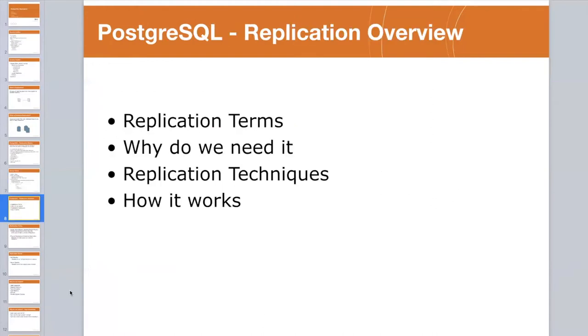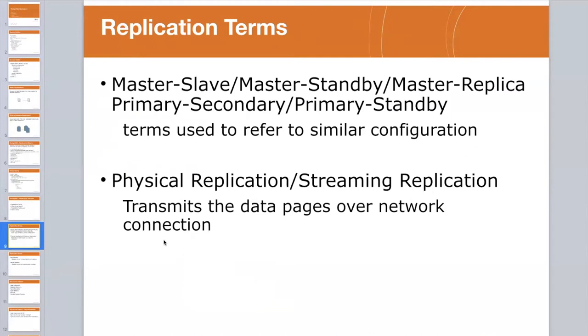All right, so in the next couple of slides, we will cover a few things like the terminology used in replication, why we need replication, what techniques are available to us, and how these techniques work. So, replication terminology. There are some terms that have the same meaning and are used interchangeably: master-slave, master-standby, master-replica, primary-secondary, primary-standby. They all have kind of the same meaning. All these terms denote the same configuration. Basically, this tells us that there is one main server and one or more standbys in this configuration.